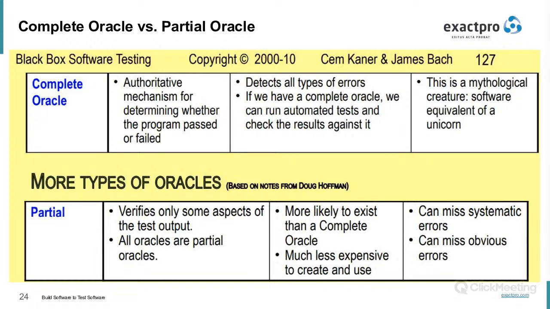The funny thing in this table is that the partial oracle is more likely to exist than a complete oracle. Compared to the zero probability of a complete oracle existing, everything is more likely, and also much less expensive to create and use. Once again, the cost of creating a complete oracle would be infinite, so any figure is much less expensive. Then two main disadvantages: it can miss systematic errors. If all oracles are partial oracles, it means all oracles can miss systematic errors, and they can also all miss obvious errors. These are just funny definitions of the disadvantages of partial oracles.